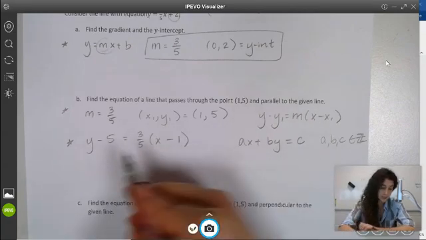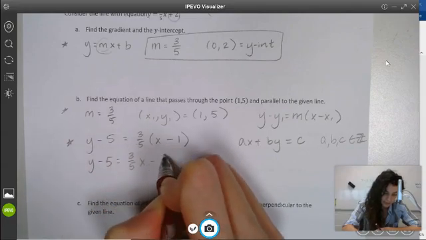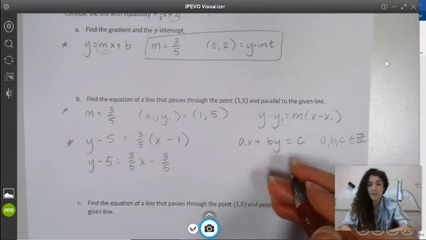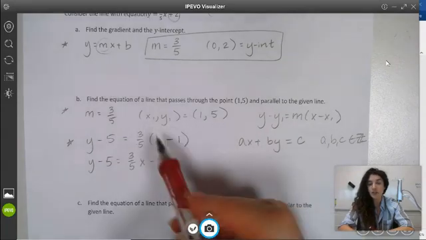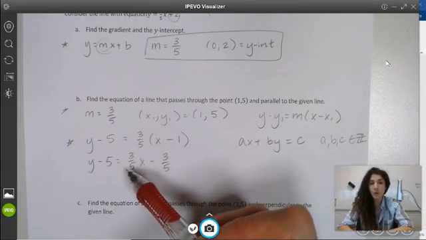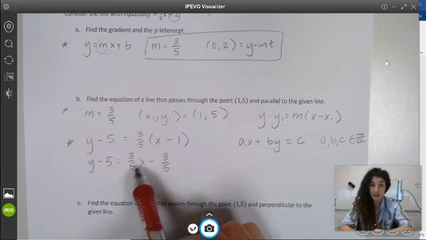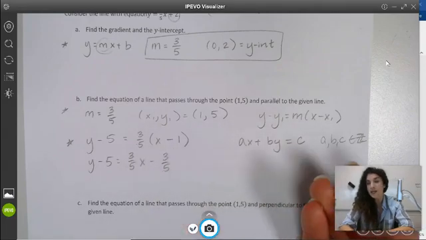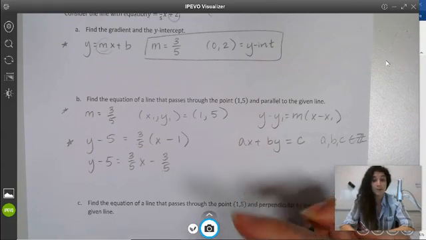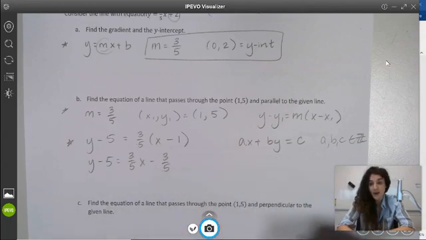So I can distribute the 3/5 into each of these. Y minus 5 equals 3/5 x minus 3/5. If I don't want it to have a fraction, which is typically what the form you will be asked to give it in, I can always multiply by the denominator. If I multiplied every single term by 5, it would cancel out the denominator of those fractions and they would just go away. If you multiply every single thing by that denominator, then it all goes away and there are no more fractions.